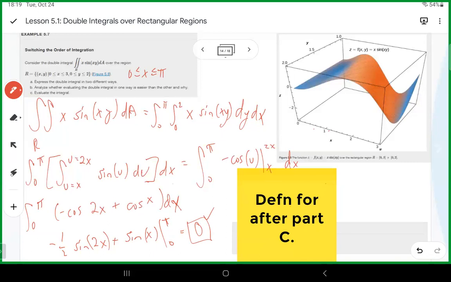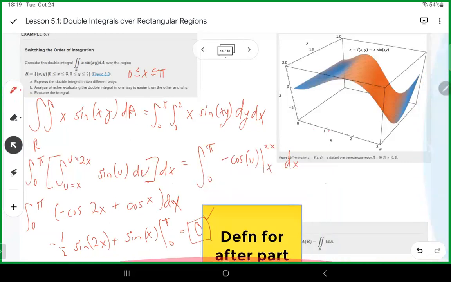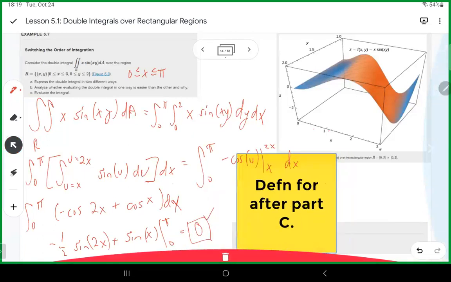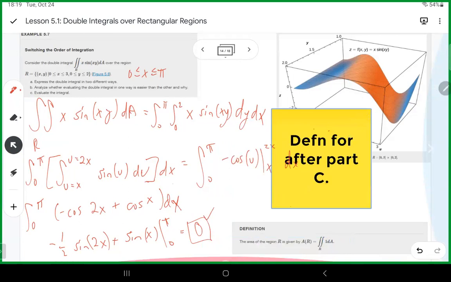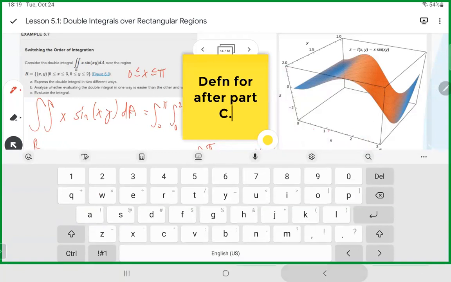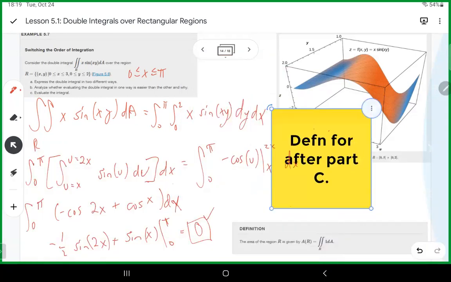Right. I have a definition that I can't get rid of this. Stop it. There we go.